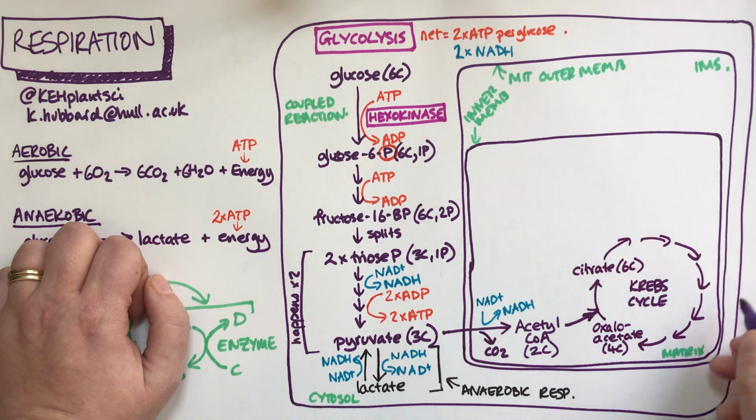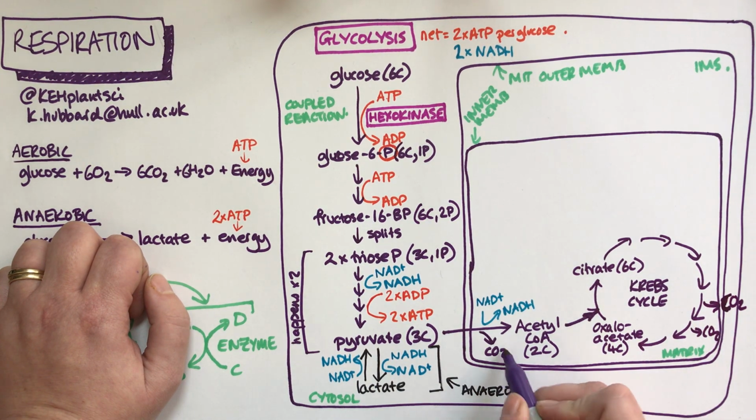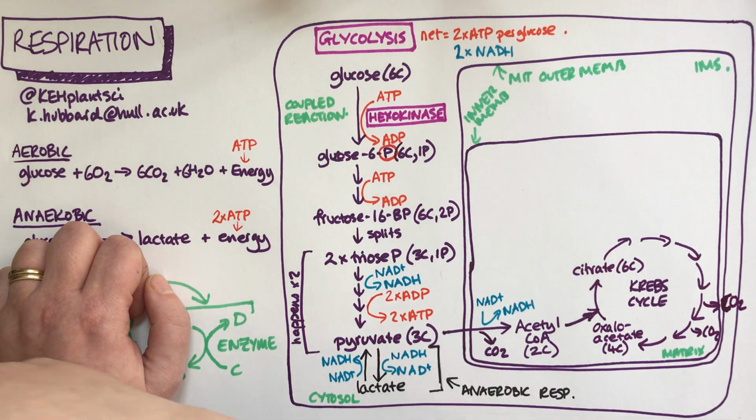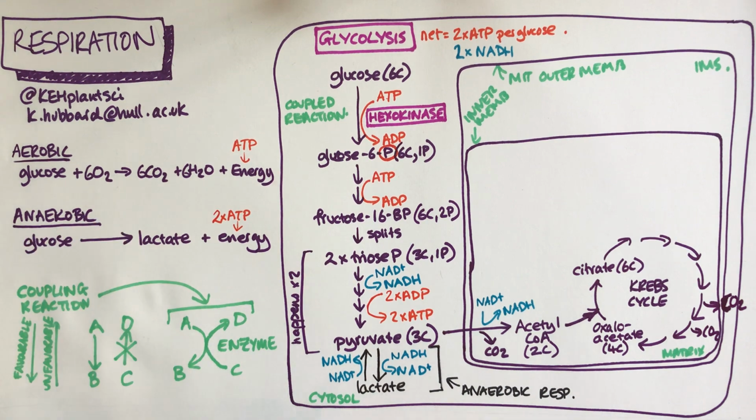To do that, 2 molecules of carbon dioxide get released. So we use 1 carbon dioxide here, 2 carbon dioxides here. So that's all of the carbon in the pyruvate is now converted to CO2. So we've got no carbon left.